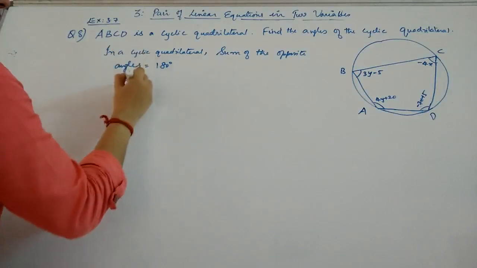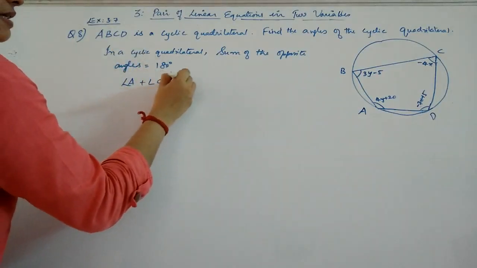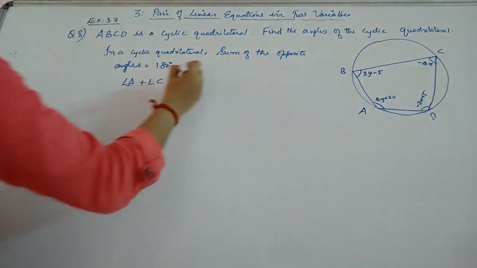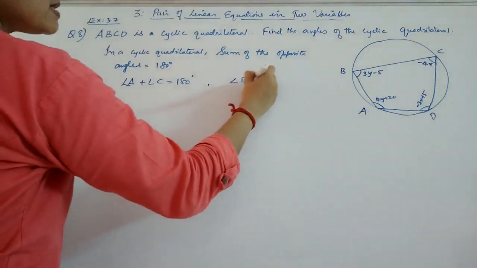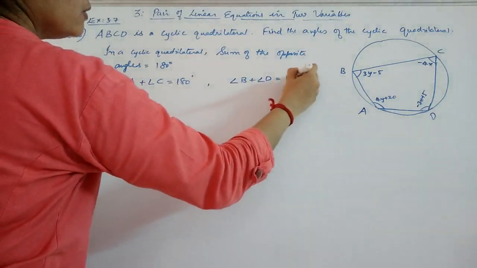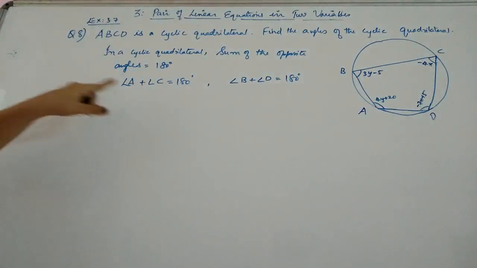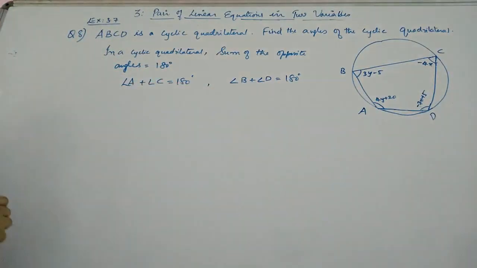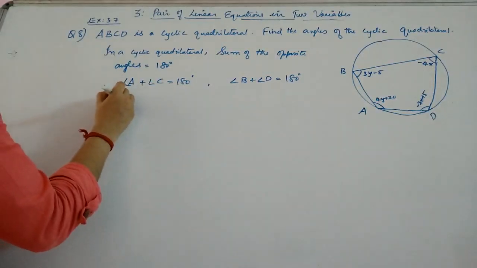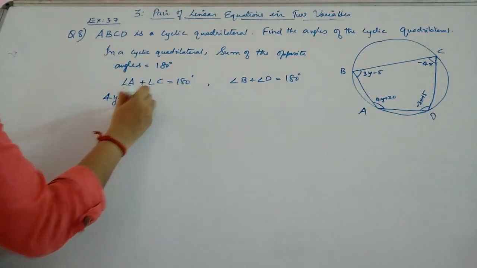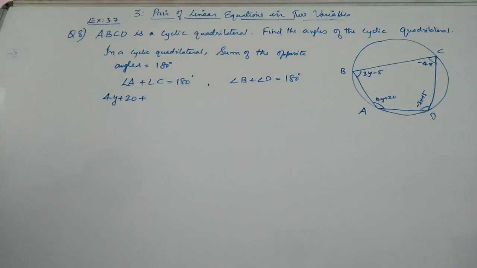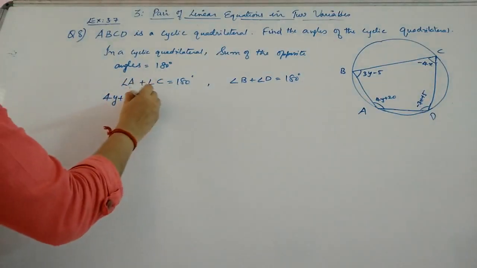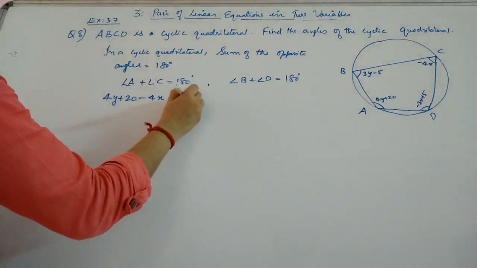That is, angle A and angle C will give you 180 degrees and angle B plus angle D will give you 180 degrees. Okay. Now instead of angle A, what is given? That we will write. What is angle A? Given as 4y plus 20. So we will replace the value of angle A as 4y plus 20 and angle C is given to be minus 4x. So this will give you minus 4x is equal to 180 degrees.